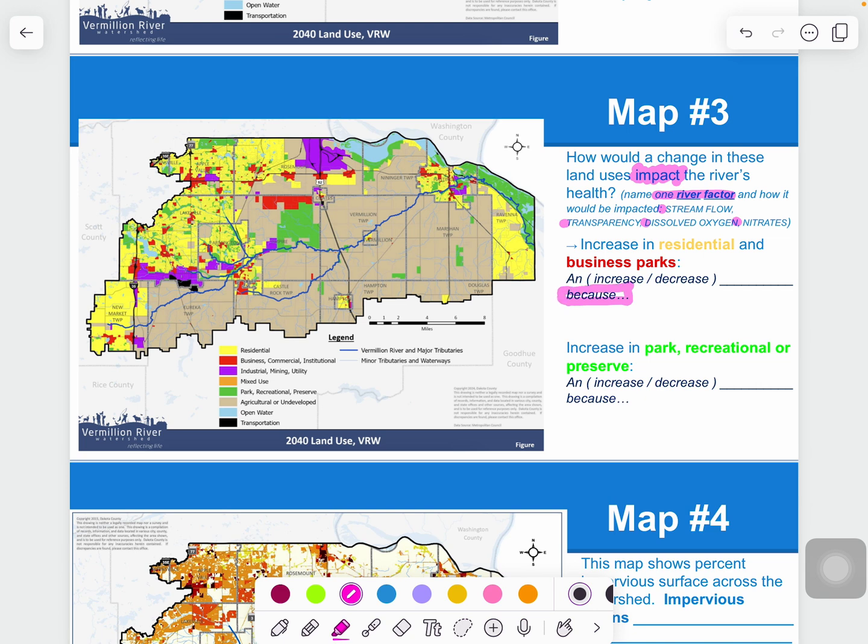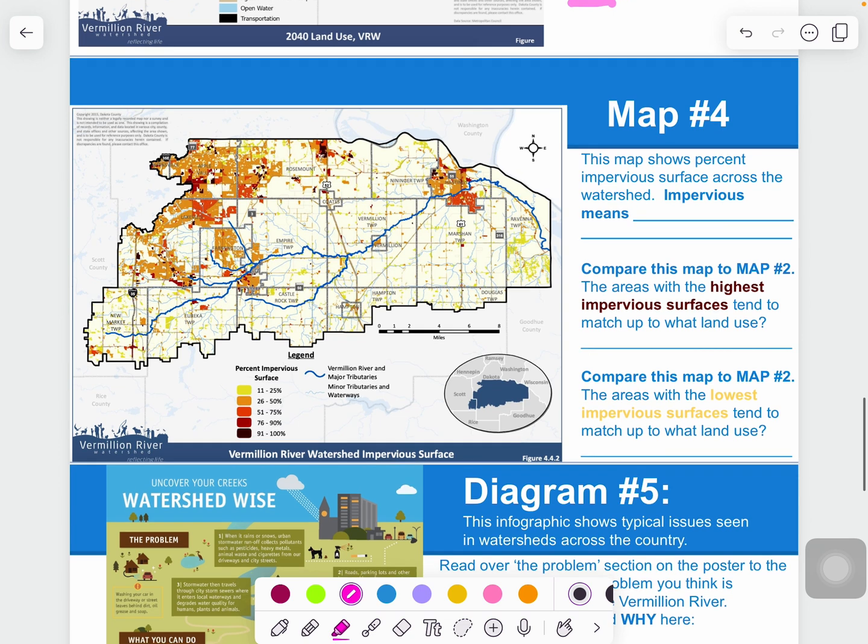And same thing if we have a change in more natural surfaces. What would the impact be? Increase or decrease in which of those factors? And then how do you know? What's your because? Map 4 then is not looking at the land use, but looking at impervious surfaces. So quick revisit to what impervious means, right? That is thinking about material or a surface that does not let water through.